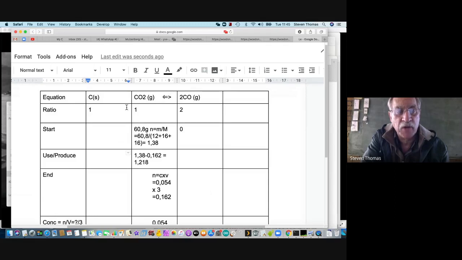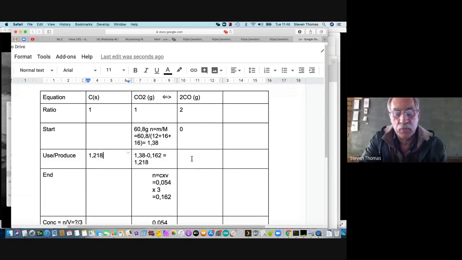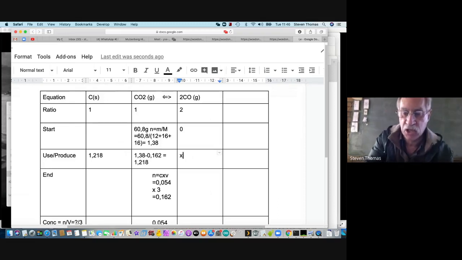So 1 cup of flour plus 1 egg forms 2 waffles. So 1.2 eggs will need how many cups of flour? We've got to keep this ratio the same, right? So who can tell me what this number of moles is going to be? Exactly, 1.218. And who can tell me what this is going to be? Let's call it X. What is X equal to?